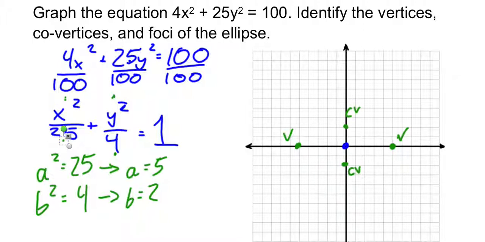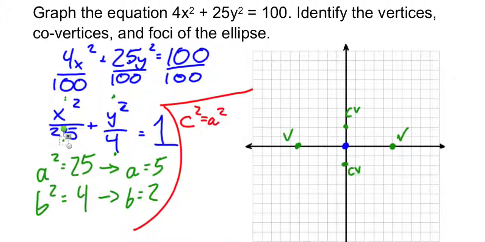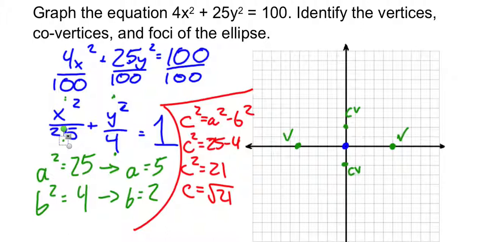Now I need 2 special points to really make this ellipse perfect. Foci. So the letter that represents my foci is c. So in order to find c, what do I do? So I get c squared to be 25 minus 4. So c squared is equal to 21. So c is equal to the square root of 21, which is about 4.5-ish.